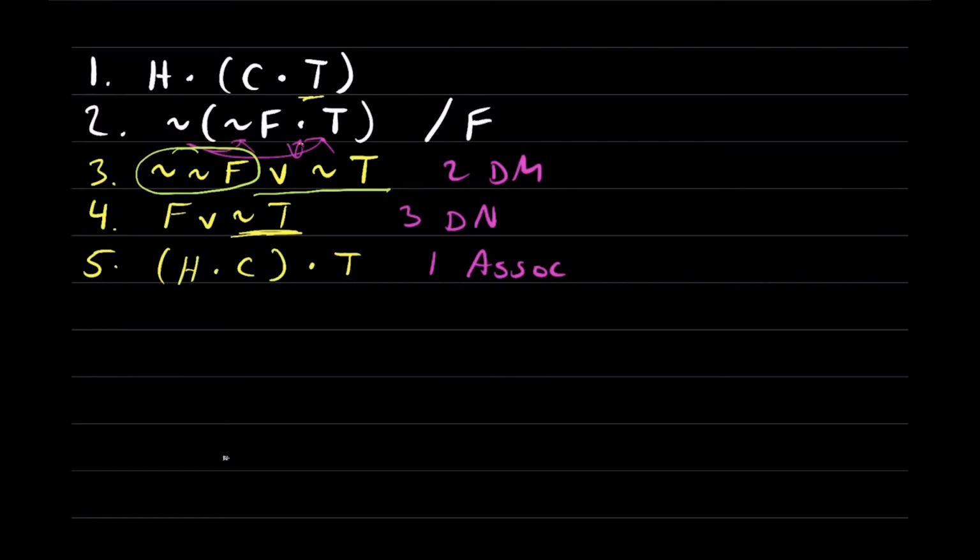Now, this is helpful because we have T over here on its own, but we can't use simplification yet because T isn't on the left side of that conjunction. So I'm going to rewrite line 5 now, switching around the order of that conjunction that's the main operator. I'm going to get T and H and C in parentheses. And that's going to follow from line 5 by commutativity, COM. Now I've got T on the left side of that conjunction on line 6, and I can simplify it to get T on its own line. Just T. And that's going to follow from line 6 by simplification.